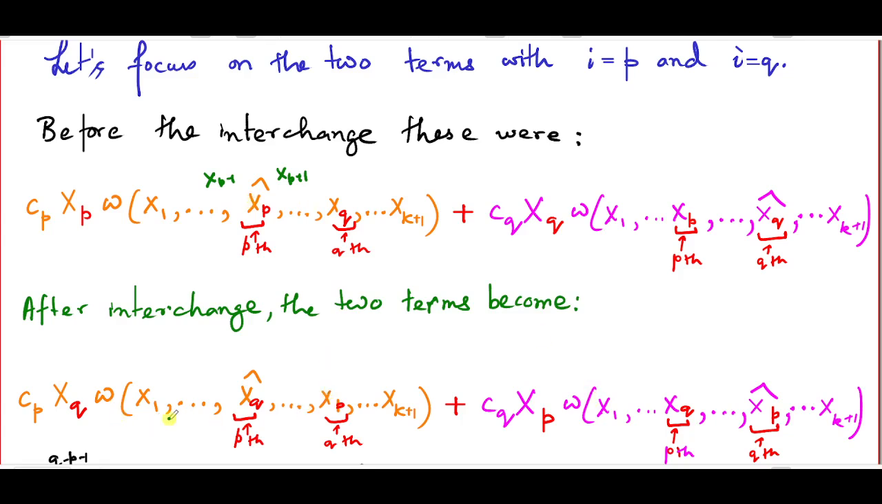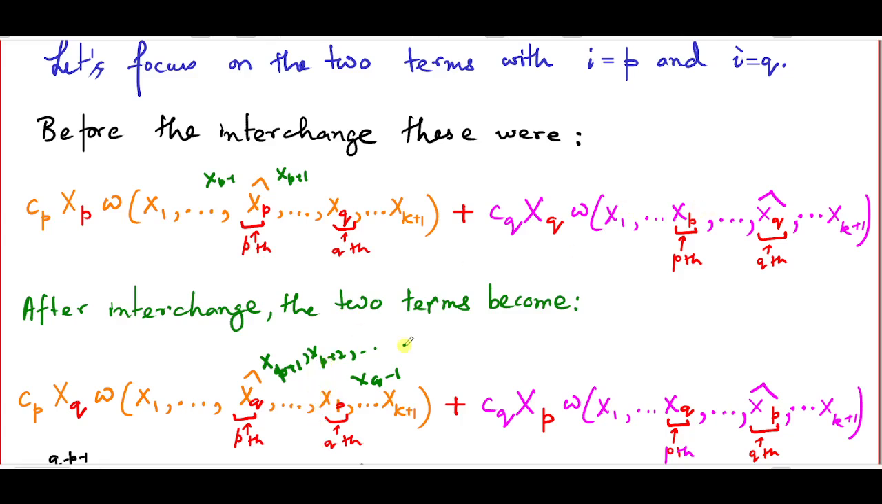But the major difference between this and this is in the position of the xp. In the original version, xp really is in the pth slot, and in the interchange version, xp is going and sitting here, which really is a q minus 1 slot. But what is important is between this and this, there are a bunch of vector fields. This is actually xp plus 1 sitting here. Then you have xp plus 2 all the way up to xq minus 1. So these are the dots, the vector fields sitting in between this position and this.